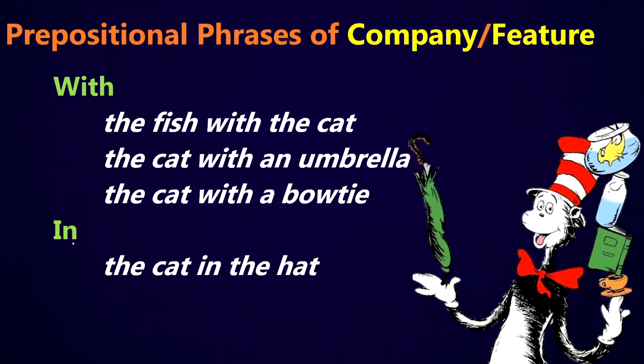Similar to this, we've got the word in. So we could say the cat in the hat. So in the hat is the prepositional phrase describing what the cat is wearing. So this is actually a children's book called The Cat in the Hat. So we could say the cat in the hat, or we could say the cat in the bow tie. So we could change this with to in if we wanted to, because both of these sentences mean that the cat is wearing something.